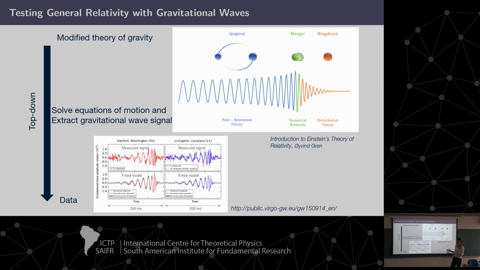But say we had a beyond-GR waveform. We could take the data and compare it to whatever waveform we have and try to constrain our theory. This is presumably the way we could place the tightest constraints on whatever beyond-GR theory we think is out there.